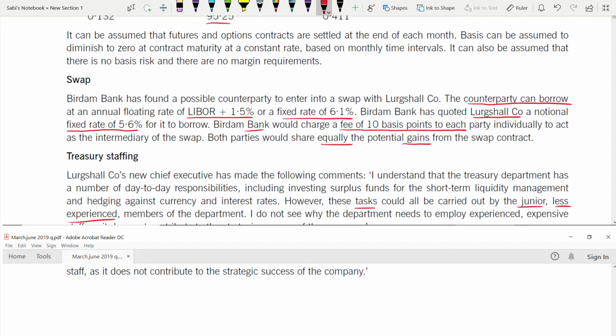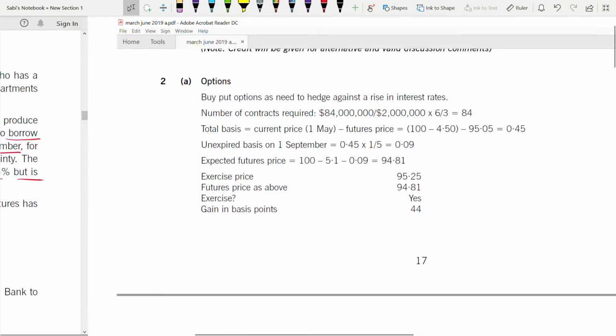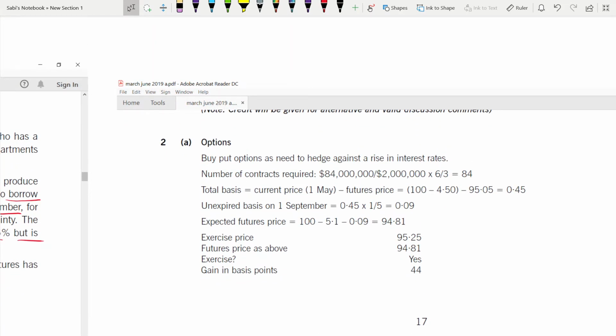Okay, so now I'm starting with part A. I follow the norm. The norm is we start in the logical order only. So part A, because it is 15 marks. So first we are going with options. So that's why, write option as a subheading.